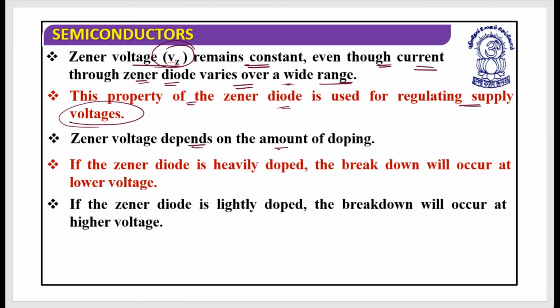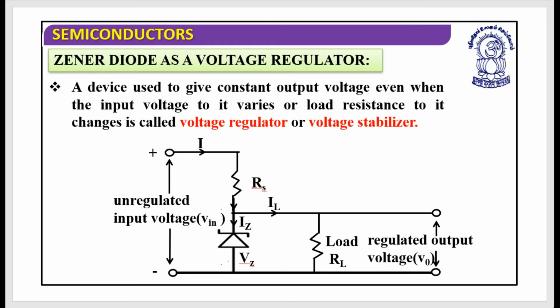Zener voltage depends on the amount of doping. If the Zener diode is heavily doped, the breakdown will occur at a very low voltage. If the Zener diode is lightly doped, the breakdown will occur at a higher voltage. So depending on your application, you are going to decide the amount of doping to be used, and based on that you can set your Zener voltage.